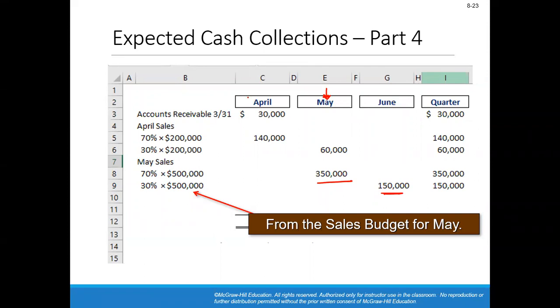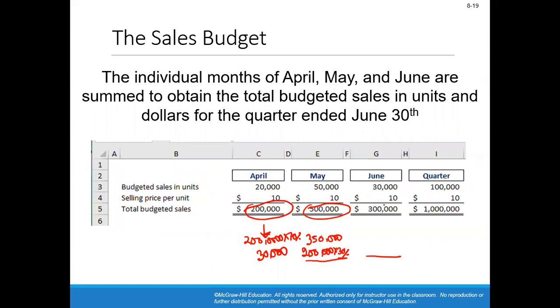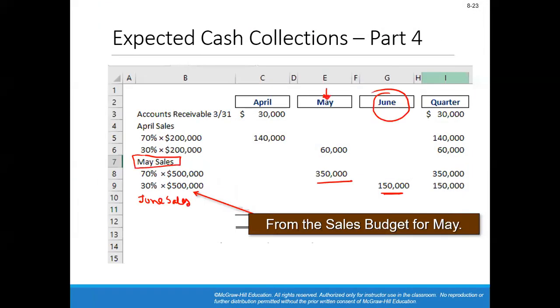Try to understand. Have we worked on the sales of June? It is complete up to May. Have we written here the June sales? June sales of how much? Yeah, 300,000. So out of this 300,000, how much is 70%? 210,000.